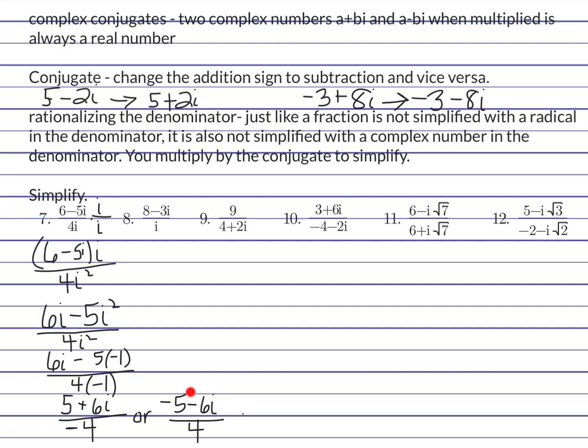Just be able to recognize how they would go from here to here. They just don't normally put a negative in the denominator. So that negative would go to the numerator. Those are equivalent. Just keep that in mind.